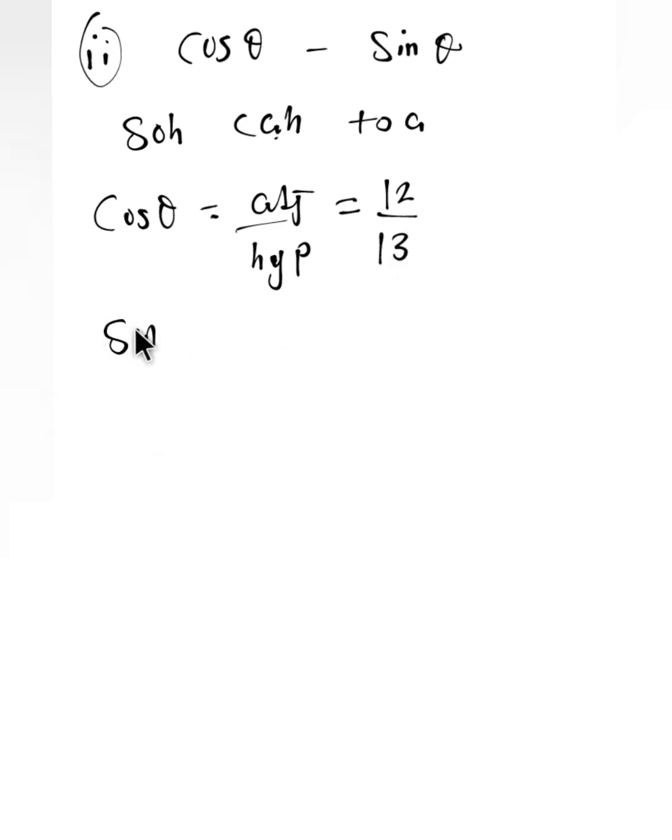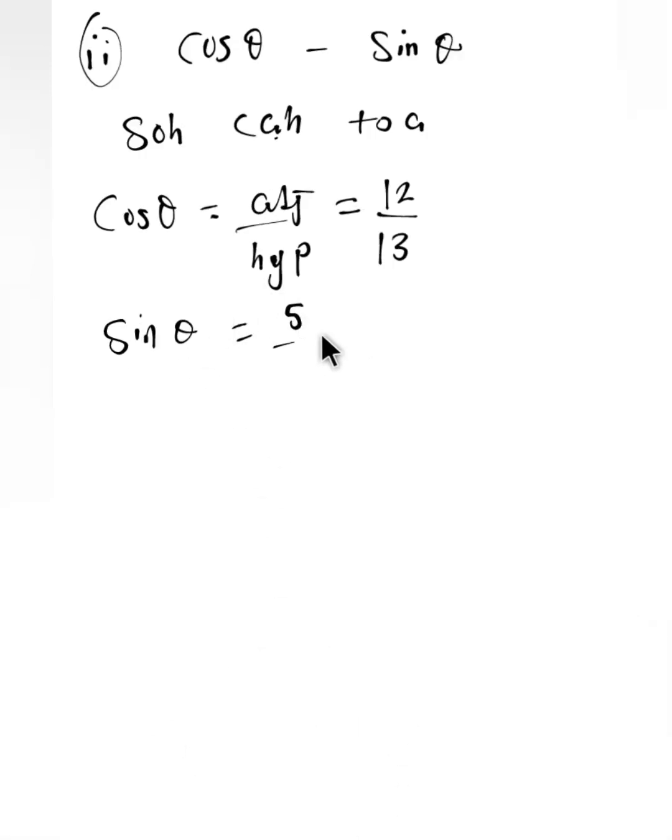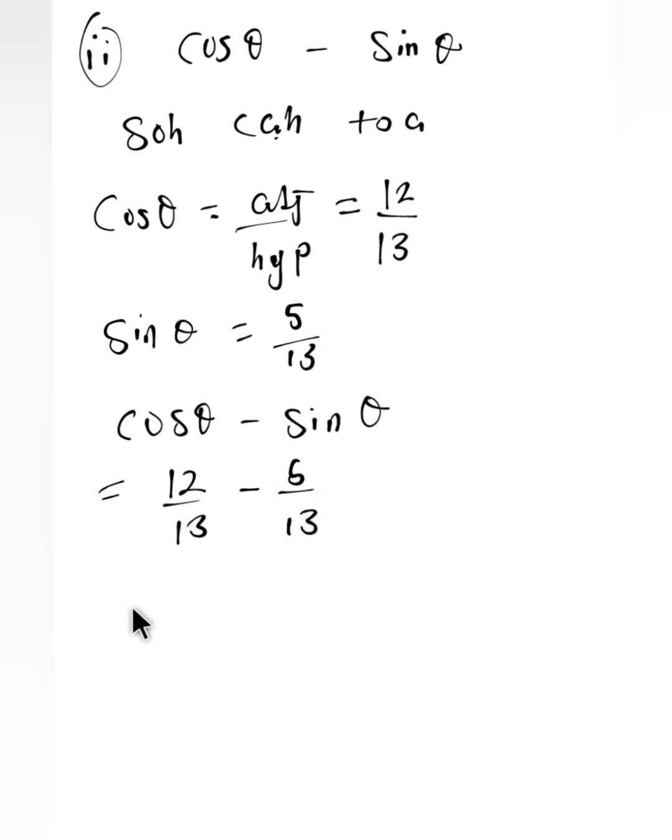As for sine theta, we solved for it before. So sine theta is 5 over 13. So cos theta minus sine theta will give us 12 over 13 minus 5 over 13. It's easy. This is equal to 12 minus 5 over 13, and this will give us 7 over 13. That's the answer. So let's move over to part three.